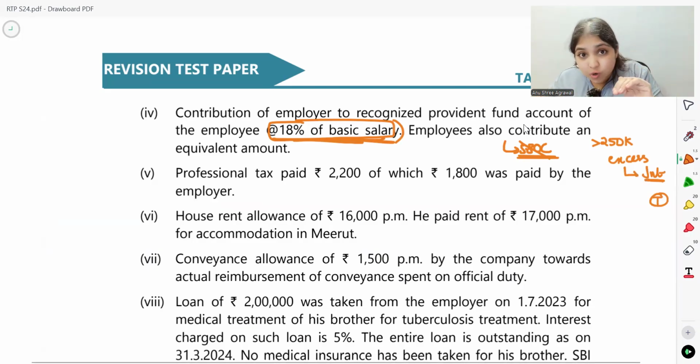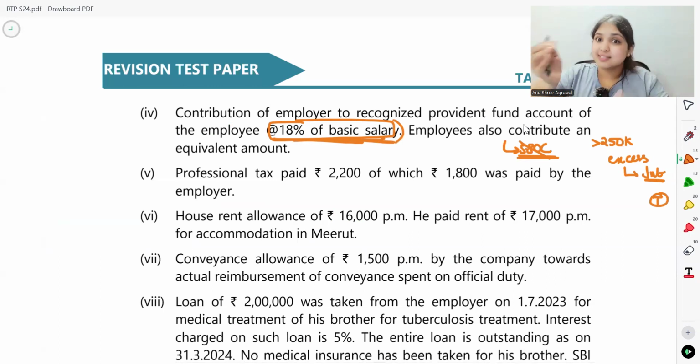But for employee's contribution, we will see if it is more than 2,50,000. If it is more than 2,50,000, we will see what the excess is. We will not tax the excess, but whatever interest is earned on that excess, that is what we will tax. Okay, but here all that doesn't apply because it is within 2,50,000.